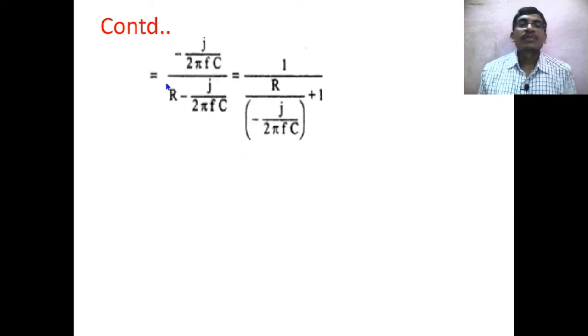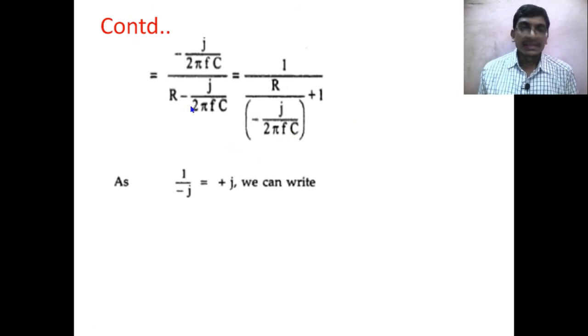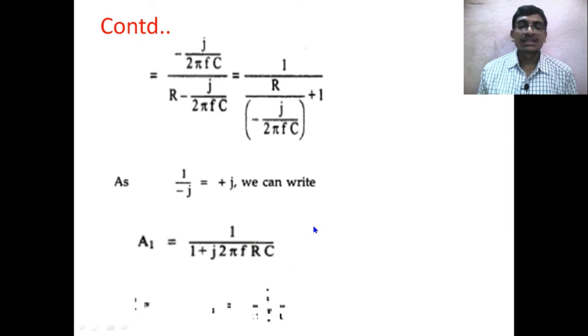So this can be further simplified as minus j by 2 pi fC divided by R minus j by 2 pi fC, which is equal to 1 divided by (R times 2 pi fC over minus j, plus 1). This was achieved because 1 by minus j becomes plus j. Then we can write the above equation: A1 is equal to 1 by 1 plus j 2 pi fRC.